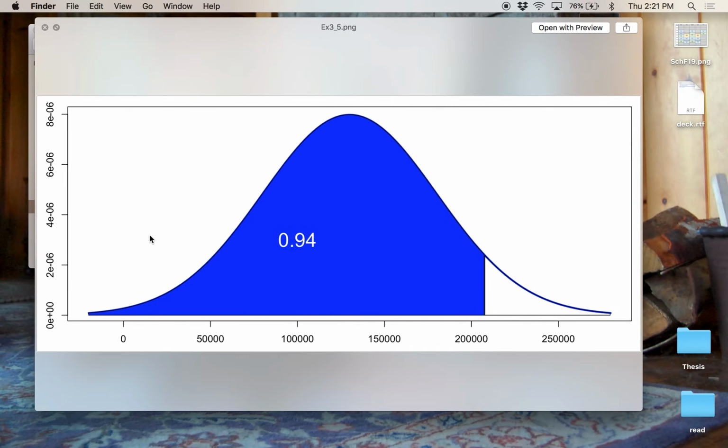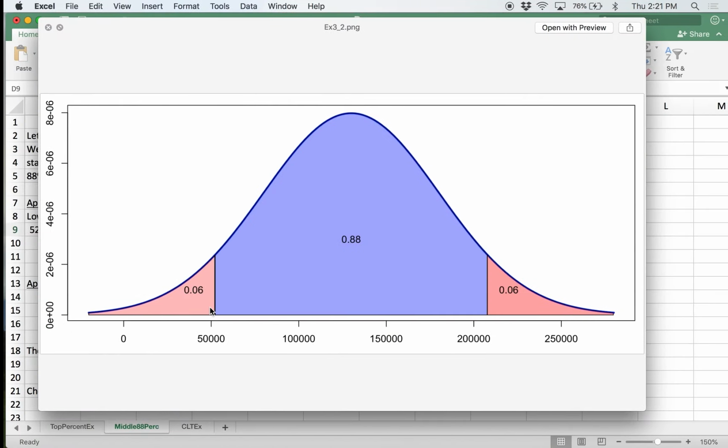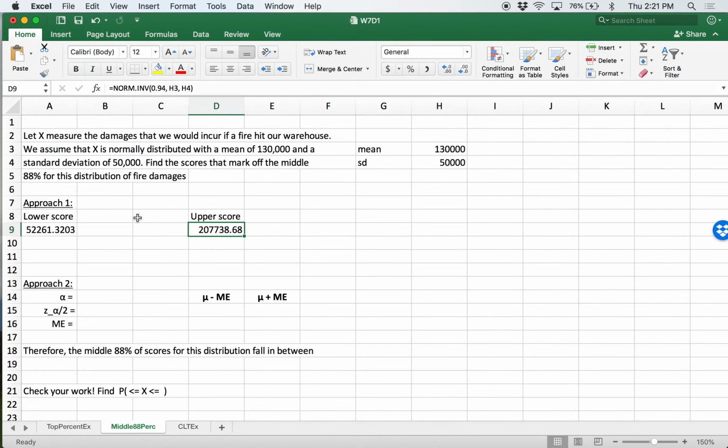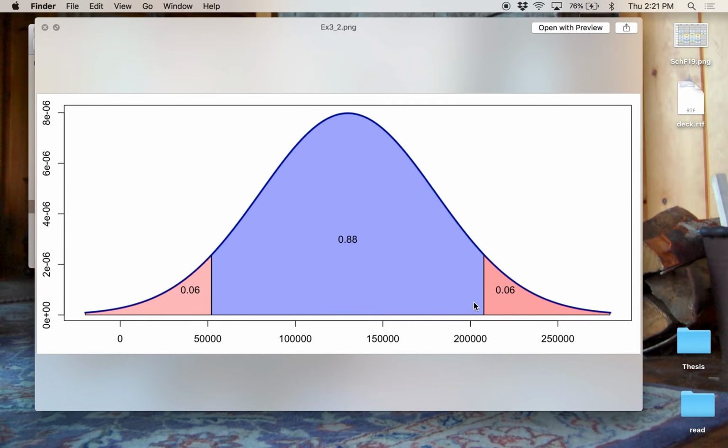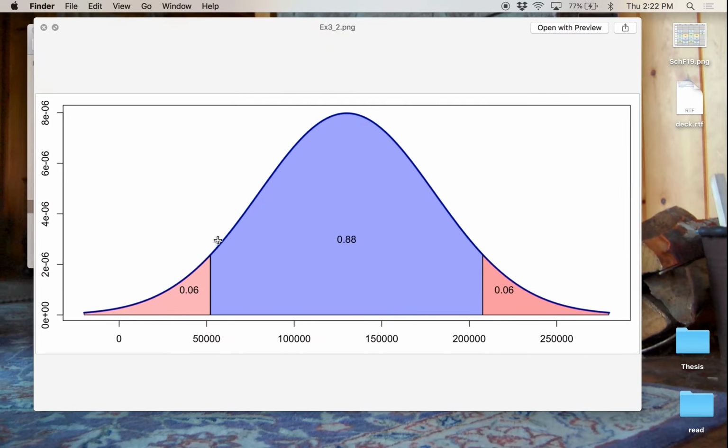Okay, so in our old picture, we would have somewhere around 52,000 as our lower score. That's where our middle 88% would start, and we have somewhere around 207,000 as our upper score. This is where it would stop. So basically what this tells us is that 88% of the time we would expect our fire damages, should a fire hit our warehouse, to fall between 52,000 and 207,000 in terms of our damage.